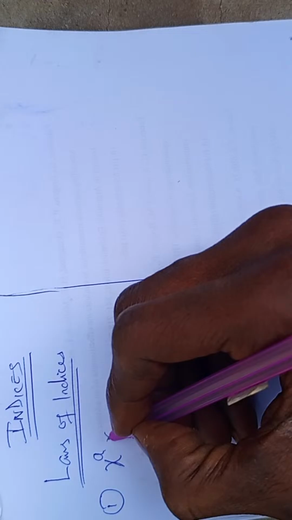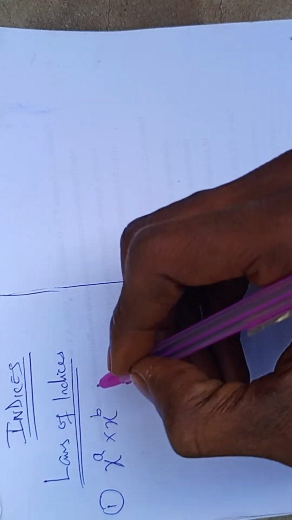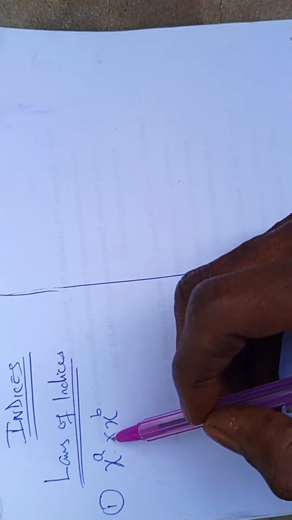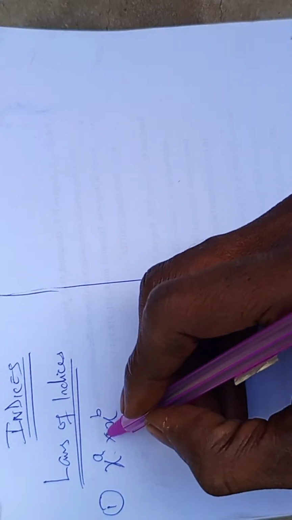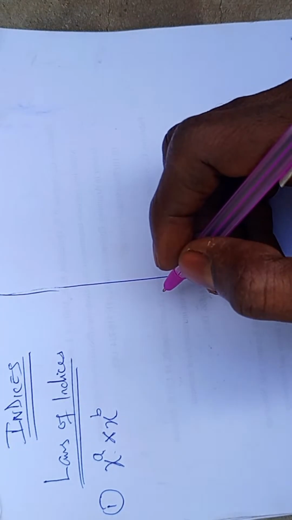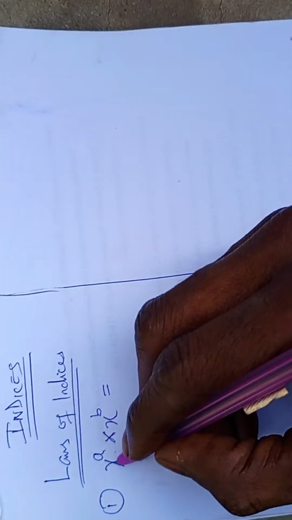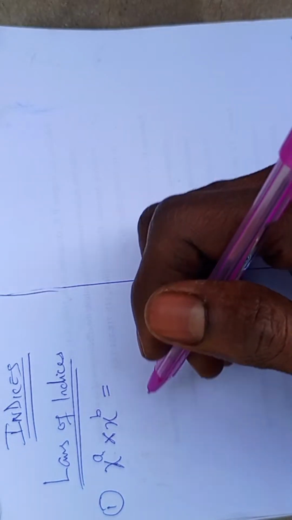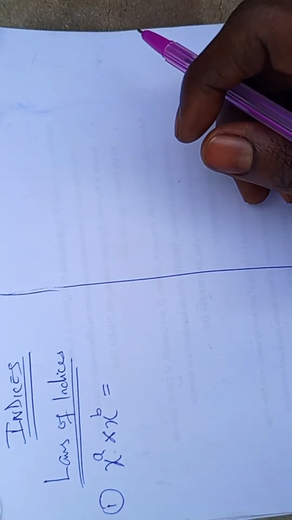So one of the laws of indices we're going to be looking at today is, let's say we have x to the power a, multiplied by x raised to the power of b. Now when the bases are the same with a multiplication sign in between the two terms, then automatically the powers are meant to add themselves. The x here is the base, while a and b are the exponents, or you can as well call it power. Are we together, guys?